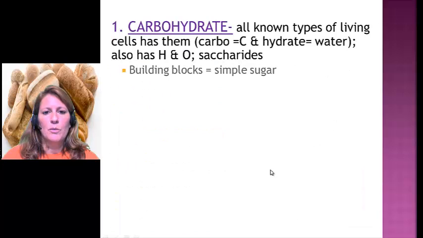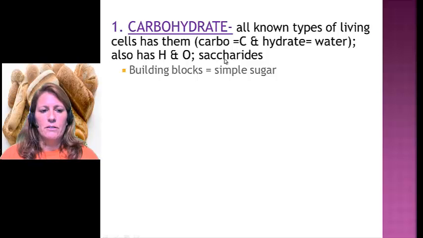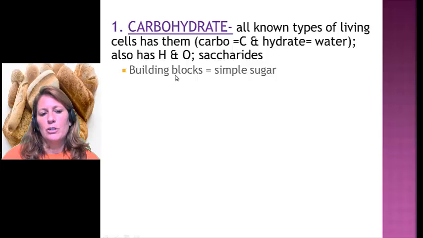So let's start with carbohydrates. Carbo stands for carbon, hydrate is water. It's also going to have hydrogen and oxygen. So there's that carbon, hydrogen, oxygen, okay, that makes it organic. All known types of living cells have carbohydrates. A carbohydrate is also a saccharide, okay, so you might have heard saccharides before. The building blocks, I'll be using that term, the building blocks of a carbohydrate are your simple sugars.